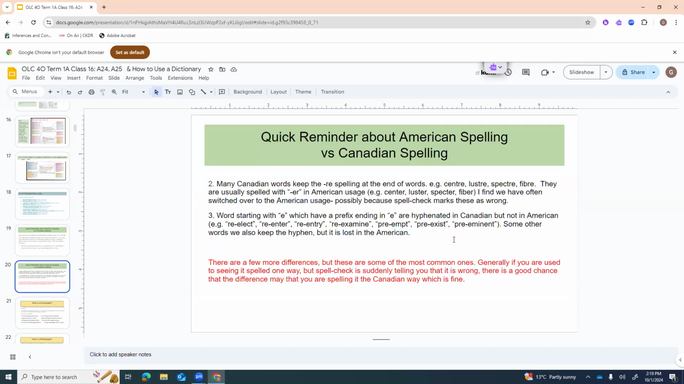If you are used to seeing a word spelled one way all the time, and I mean in writing, I don't mean like on Facebook, but suddenly spell check is telling you it's wrong, there's a really good chance that the difference is that you're spelling it the Canadian way, which is fine. And often you can say like Canadian spelling or something and check it if you want to. Again, I will look at either, but if you're confused as to why you might be seeing one version versus another version, that's actually why.